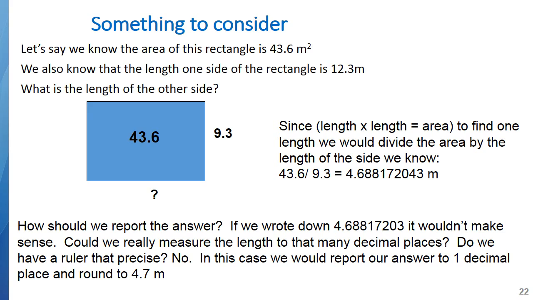Like I said, the 4.688172043 doesn't really make sense in terms of this problem because we can't measure it that precisely. So I would report an answer of 4.7 in this case. And that's what significant figures are. There's actually quite a lot of very detailed rules about how to report a number using significant figures. And if you ever go on and take more chemistry, you're going to have to learn those and deal with them. But for this class, I just want you to be aware of it.